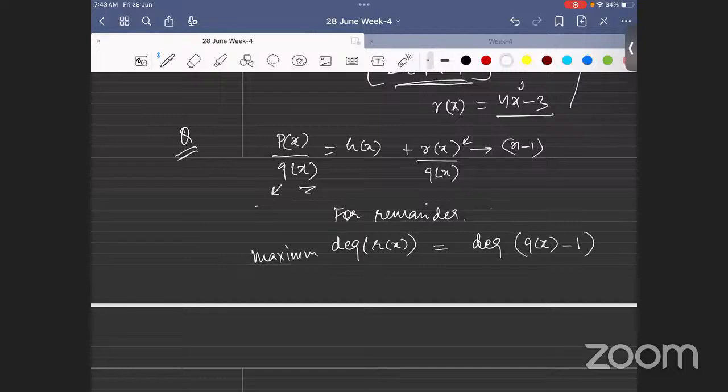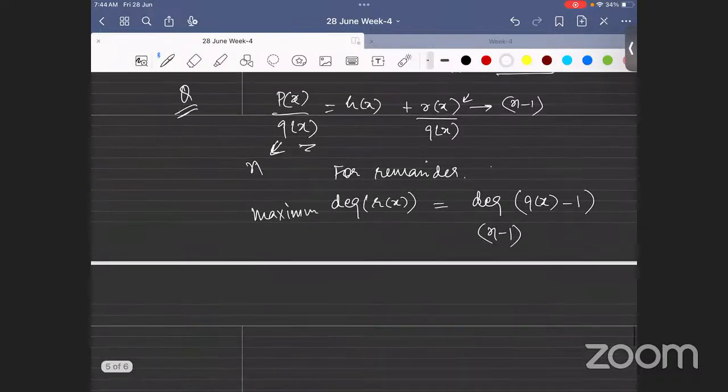Okay, so with whom you are dividing? It's not about the dividend. So with whom you are dividing? The divisor. So basically, if here it is n, then the degree would be n minus 1 for the remainder. So maximum, I'm saying this can be anything, but the maximum that you can get is n minus 1. Is it clear? You can't get n as a degree for the remainder.